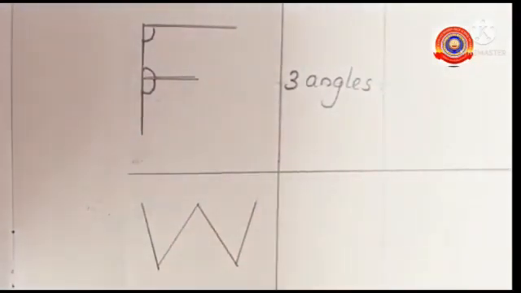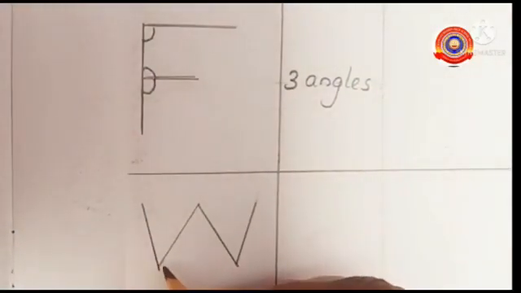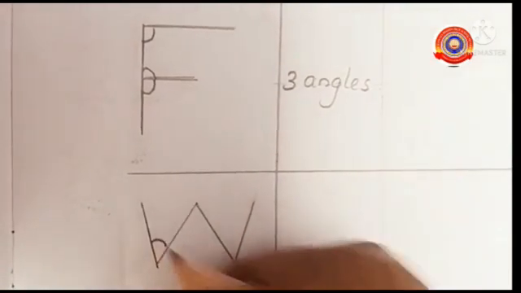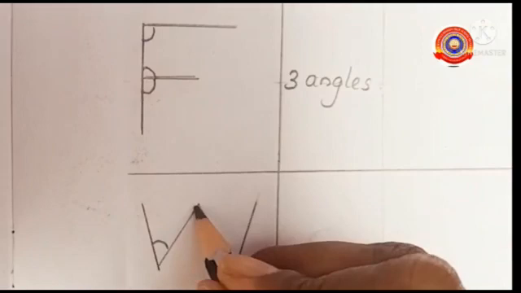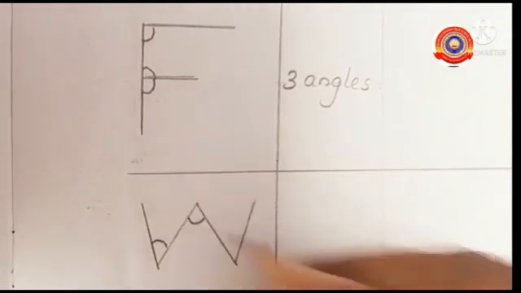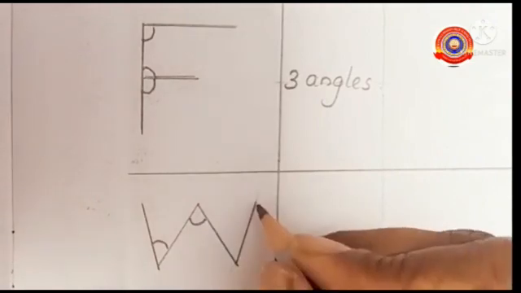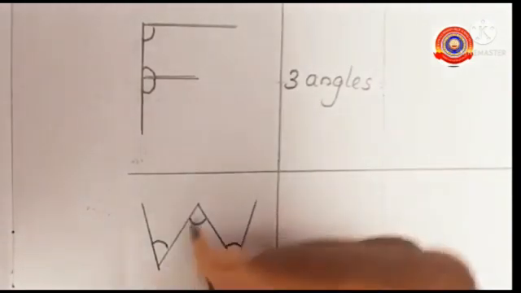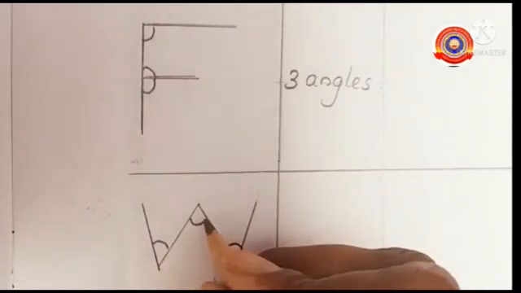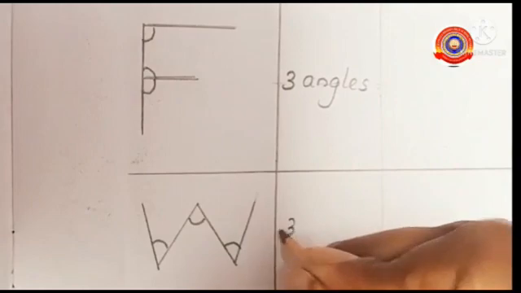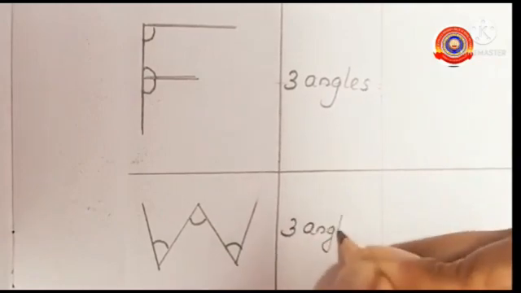In this letter W, these two lines join together to form an angle. These two lines form an angle. And also these two lines join together to form an angle. Let's count its number of angles. 1, 2 and 3. So the letter W has 3 angles.